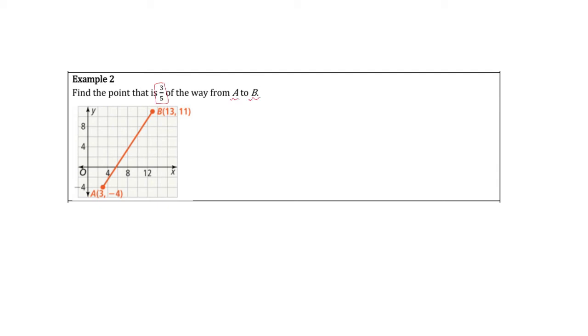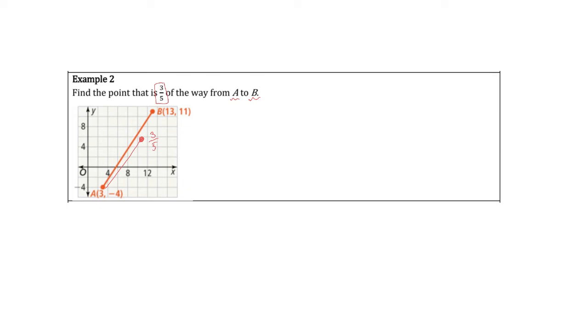So the order matters. That means we're going 3/5, so we're going to try and find something around here-ish. We want to find 3/5 from A to B. If it's B to A, it'd be somewhere down here, but we're not going that way. We're going from A to B.